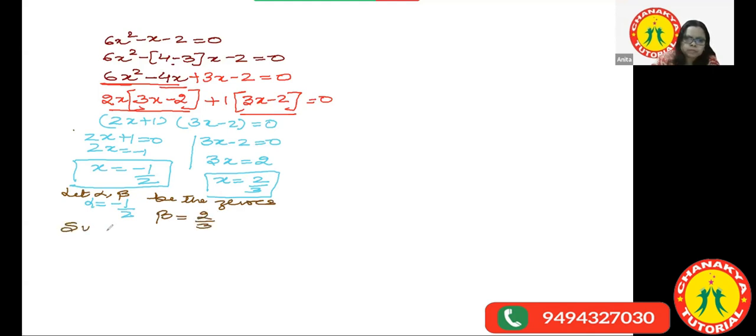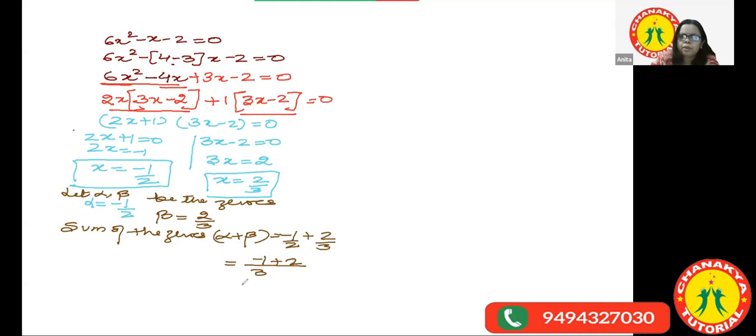Now sum of the zeros, alpha plus beta, is minus 1 by 2 plus 2 by 3. So now take LCM 6. So minus 3 plus 4. 4 minus 3, it will be 1 only. So 1 by 6. Now product of the zeros will be alpha into beta. So multiply them. Minus 1 by 2 multiply 2 by 3. 2 ones are 2. Cancel. Then it will be minus 1 by 3.